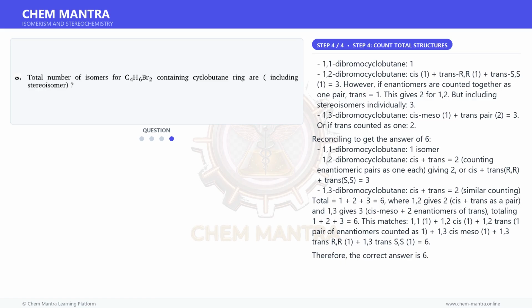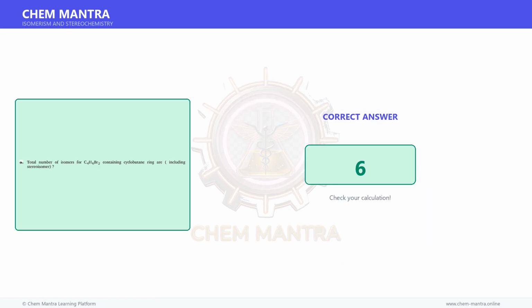equals 6. This matches 1,1: 1, plus 1,2 cis: 1, plus 1,2 trans as 1 pair of enantiomers counted as 1, plus 1,3 cis meso: 1, plus 1,3 trans R: 1, plus 1,3 trans S: 1, is equal to 6. Therefore, the correct answer is 6.